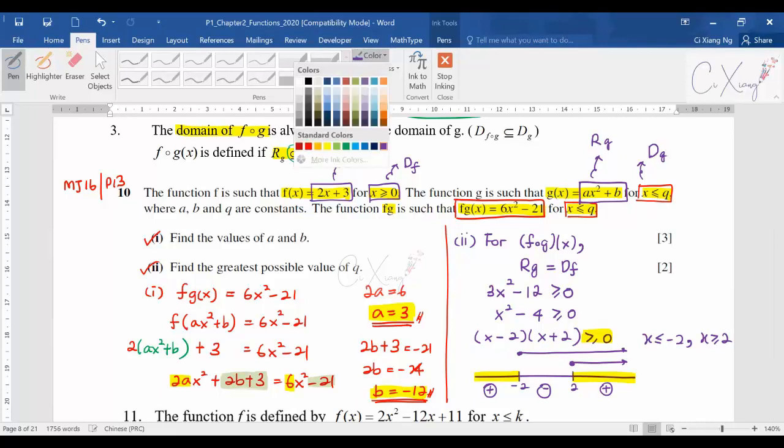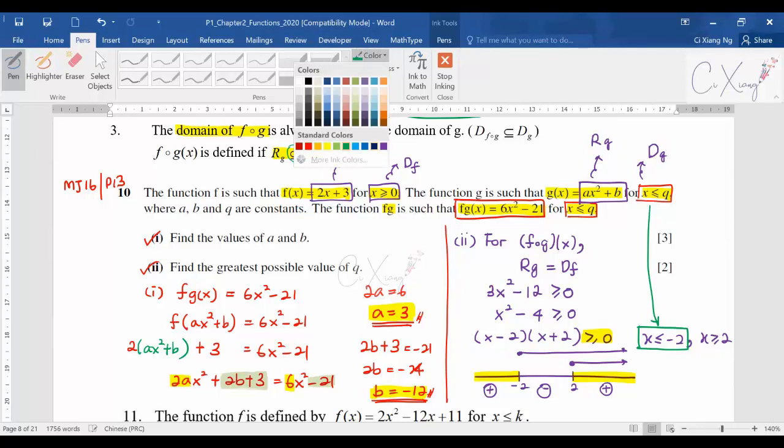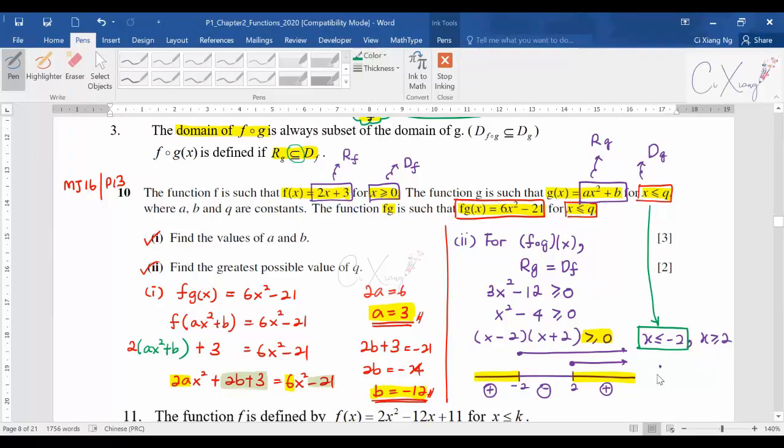So how can I know which is the correct value of q? You see, what they want is x smaller than or equal to q, so you should compare it with x smaller than or equal to -2. Smaller compare with smaller one, you cannot compare it with the larger one. So if you do the comparison here, then you should know the value of q should be -2. Okay, so this is how we do this question.